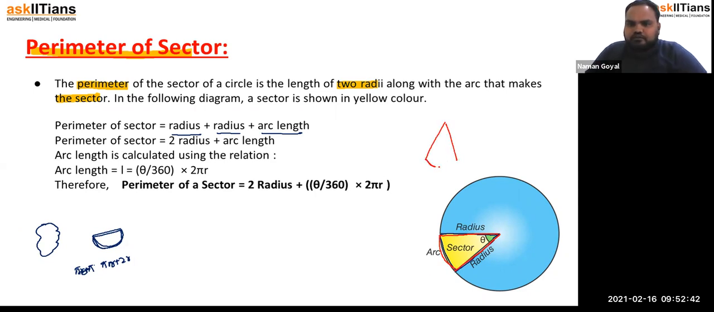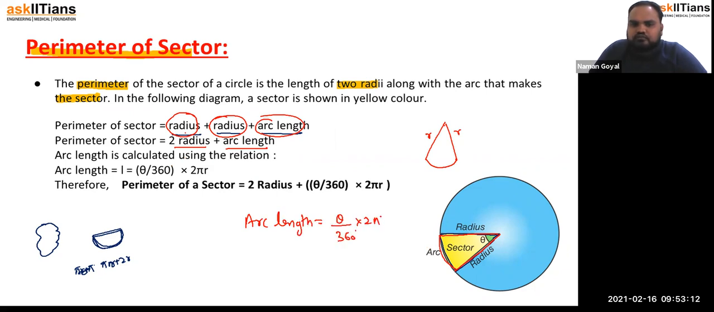So for the perimeter of this figure, we got this type of figure, isn't it? So the perimeter is R plus R plus this arc length. So we can say the perimeter of a sector is radius plus radius, that is twice the radius, plus arc length, and we know the arc length is theta upon 360 degrees into 2 pi r, isn't it?